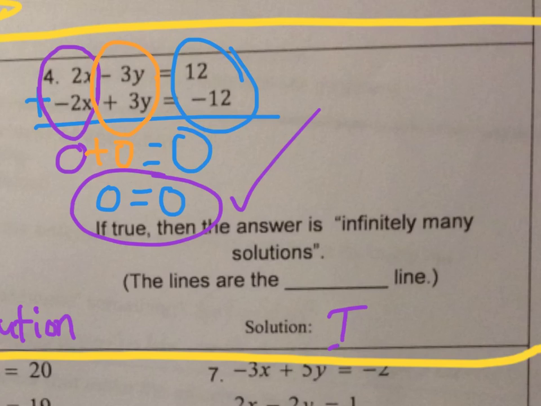In other words, INS. And our lines here, if we looked at them on a graph, there may be two equations, but we would only see one line because those lines are the same.